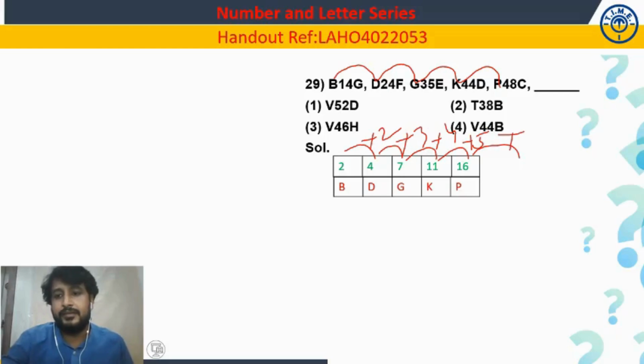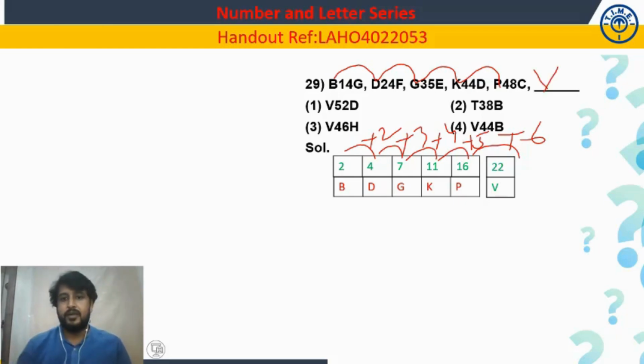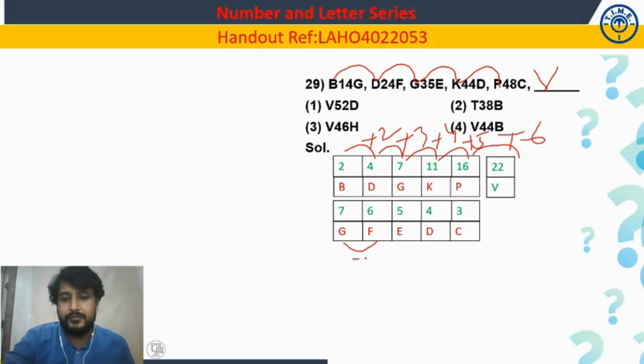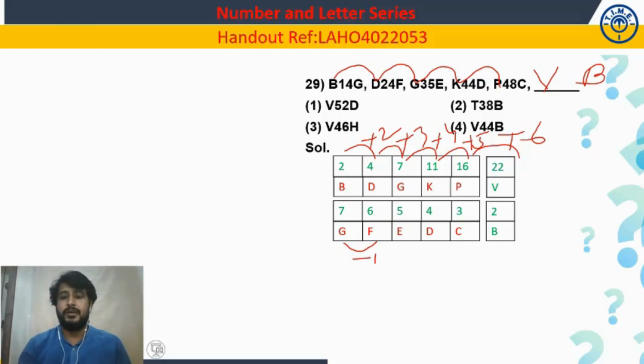So what will be next? Plus 6. 16 plus 6 is 22. V's place value is 22. My answer must start with V. Now identify the logic in the third elements: G, F, E, D, C. G's place value is 7, F 6, E 5, D 4, C 3. Constantly minus 1. So 3 minus 1 is 2, so B's place value is 2. My answer must end with VB. Now we need to identify what will come in between.